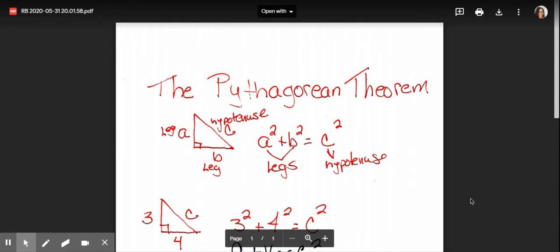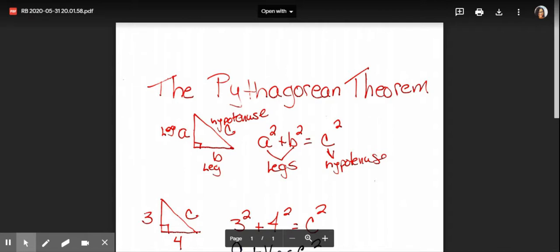This is a video about how to use the Pythagorean Theorem. This is to be used on only right triangles. So the Pythagorean Theorem is a squared plus b squared equals c squared.